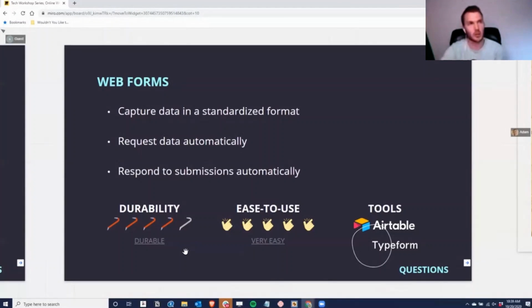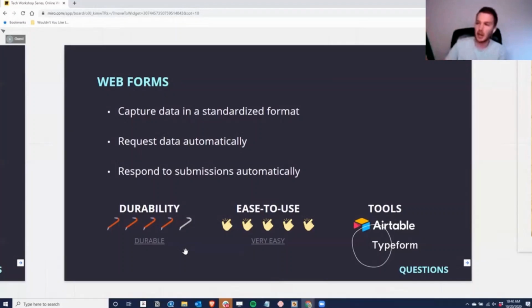And we use web forms all the time, whether you realize it or not. When you set up an Amazon account, you don't send an email to Amazon and say, I'd like to create an Amazon account. Tell me more. And then somebody emails you back and says, okay, what's this and that? Let's schedule a call for next week. No, you don't. It's a standardized form that they go through, and you give them all the details that they need to create an account for you.